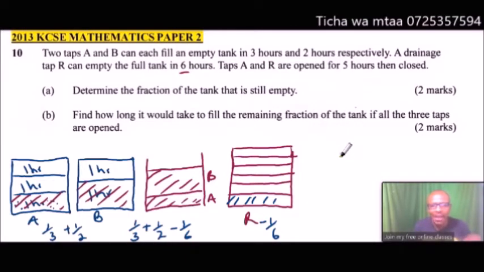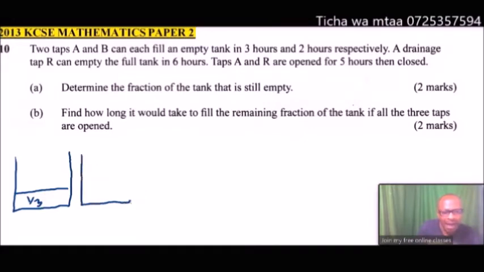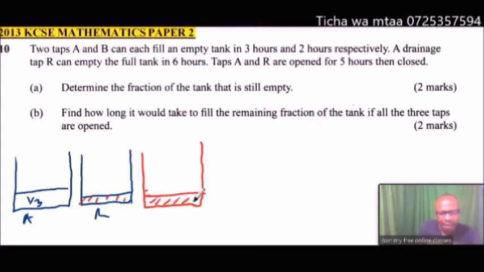And so now let's go to the actual working of the question and see how you are supposed to do that. So now we look at part A. Like I have explained, when A and R are open for 5 hours, when you open A, because it is filling the tank in 3 hours, in 1 hour it will fill a third of the tank. And then when R is open, it will empty a sixth of the water in the tank. What this means is that when you combine these two, you have a third, and you subtract a sixth of what has been removed by R. So this is what is remaining in the tank.